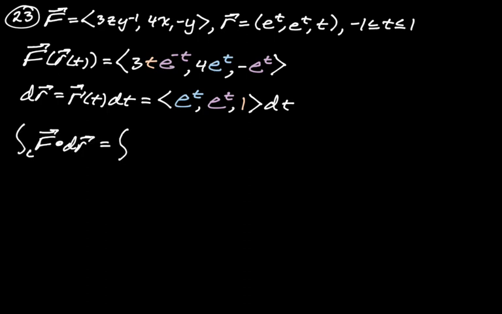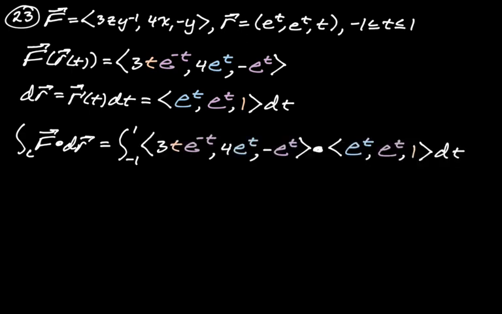So the line integral of F dot dr is going to be the integral from negative 1 to 1 of the actual dot product, F of r of t dot dr. Now we do the actual dot product, and you end up with 3t, because e^t and e^(-t) multiply to 1. You get 4e^(2t), and then you get minus e^t, dt.